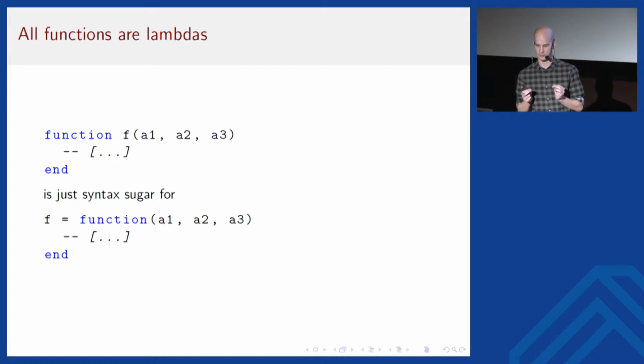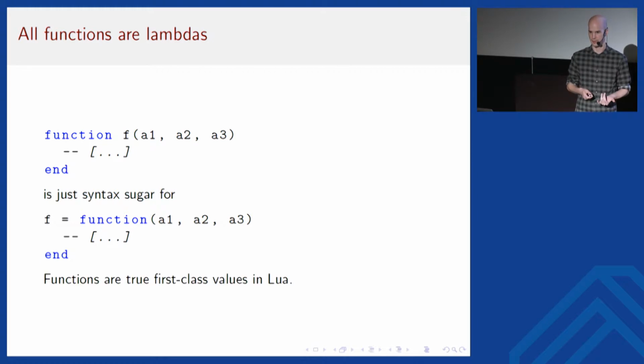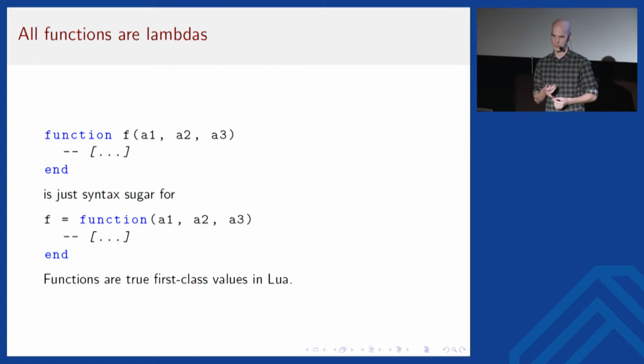This is not in any way different from any other kind of value assignment. You could also assign a number to f. That would be just the same. So functions in this sense are really true first-class values in Lua. They just behave like strings or numbers or anything else. You can, of course, invoke them. That's the property of the type, that you can invoke them with the parentheses, like do a function call.